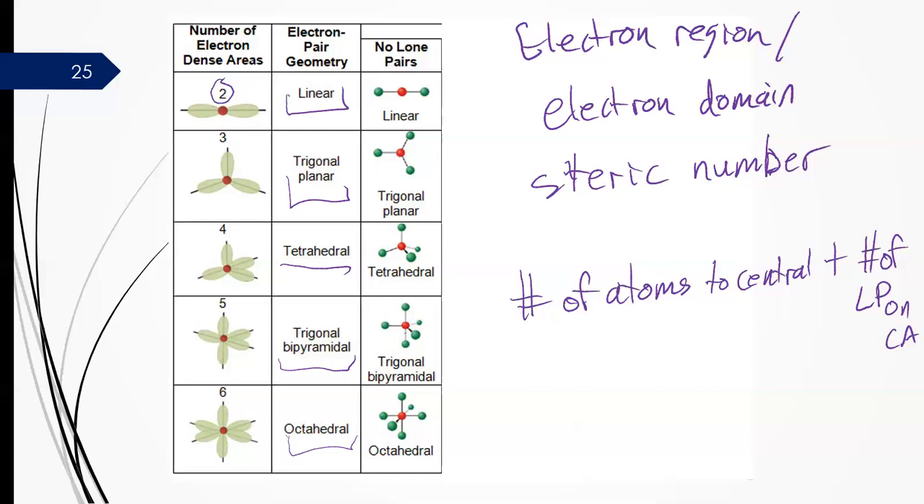Now, the nice part is if you have no lone pairs, their electron pair geometry is going to be the same as their molecular geometry. So we'll get into the molecular geometry in a little bit. Right now, what we're going to do is talk about how we develop these first electron pair geometries.